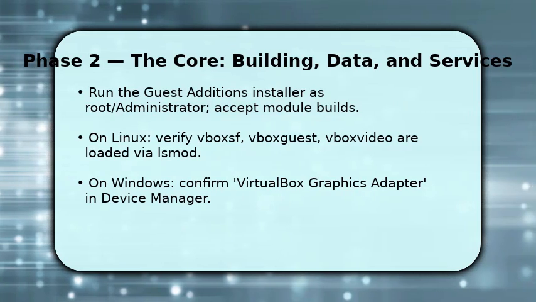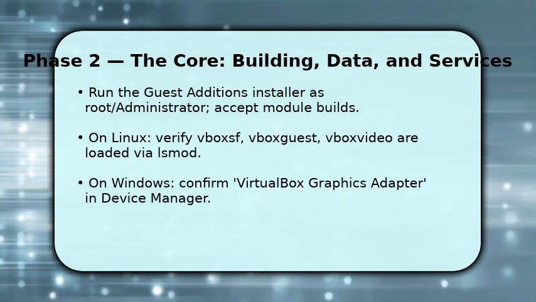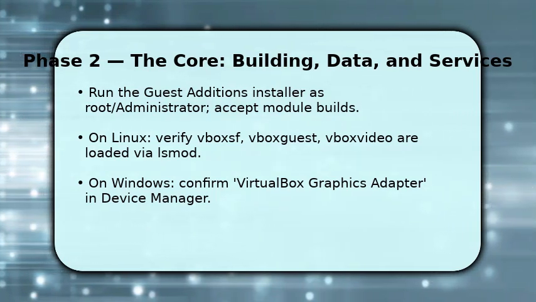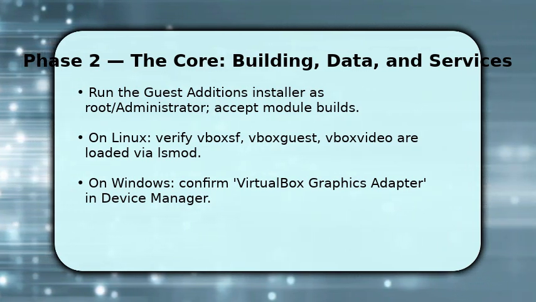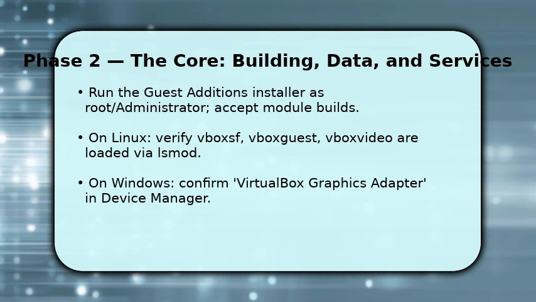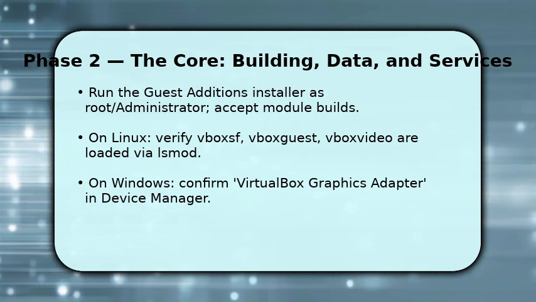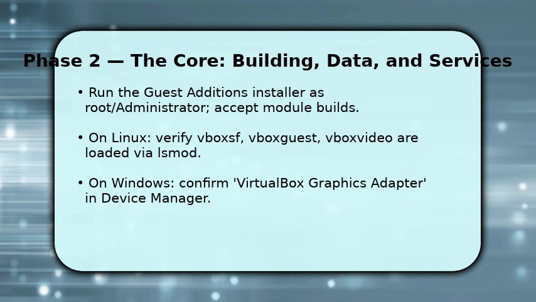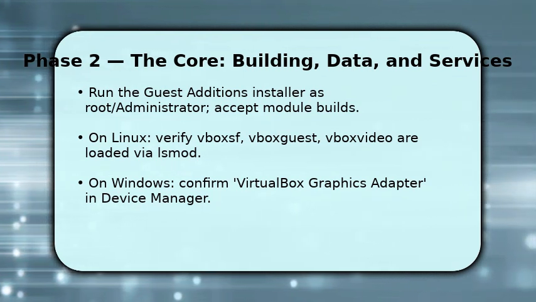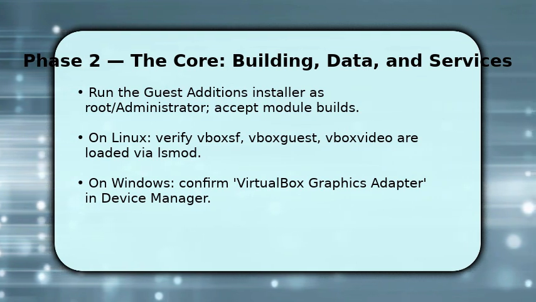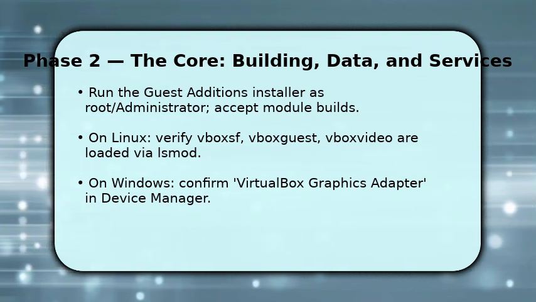Once done with the installer, you need to ensure the VirtualBox modules are active because these control screen resizing. On Linux, run lsmod and modprobe if a module failed. Rerun /sbin/rcvboxadd setup or the dkms build to rebuild modules for your kernel. On Windows, open Device Manager and update or enable the VirtualBox graphics adapter if needed.